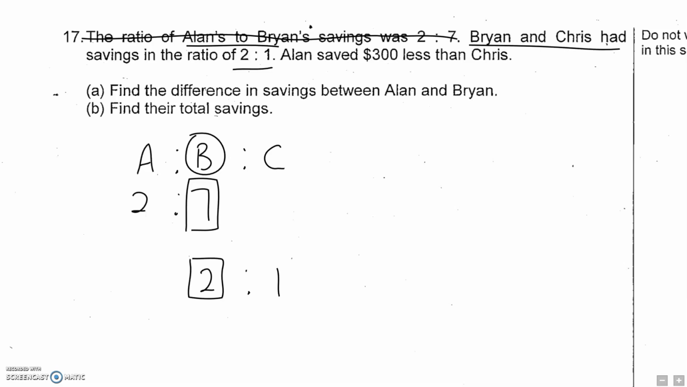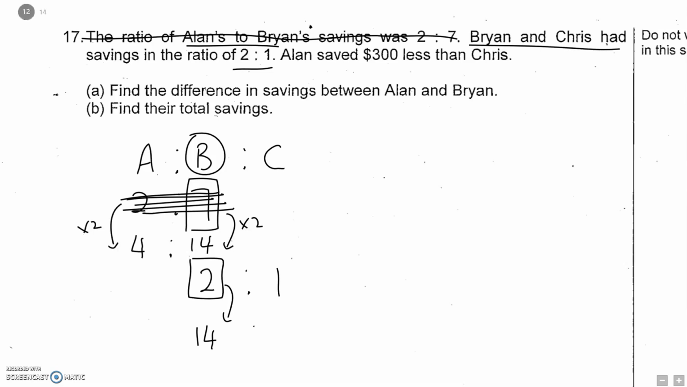Instead of 2, 7, okay, we could change this to become a 4, 14. Because I multiply this by 2. I multiply this by 2. Okay, I'm going to erase this 2, 7 away. Now this 2 could be, because it was a simplified version, 14 as well. Times by 7, times by 7 to give a 7. Now, things are much clearer. Brian is 14. We have managed to make this ratio into 14 as well.